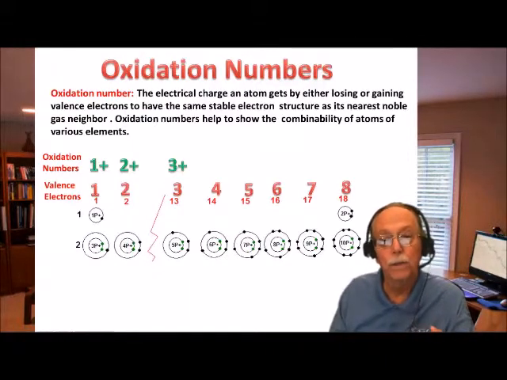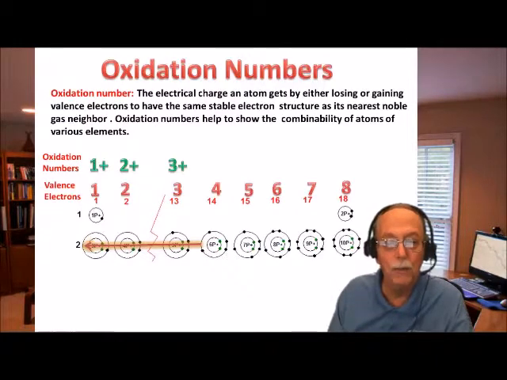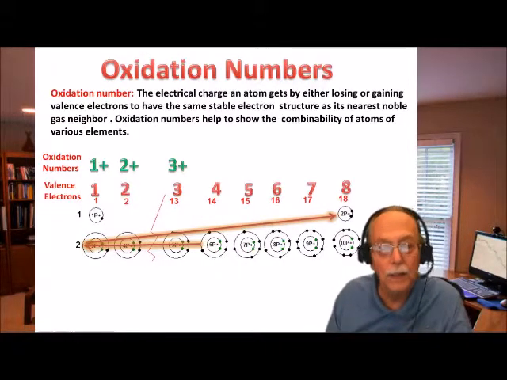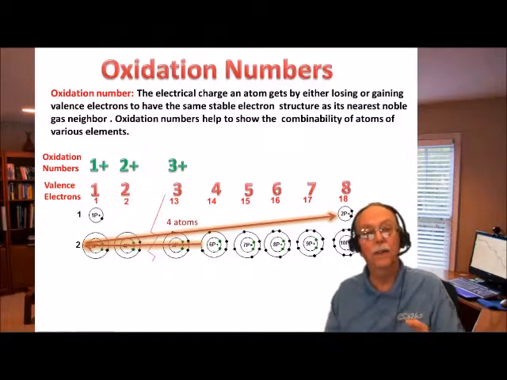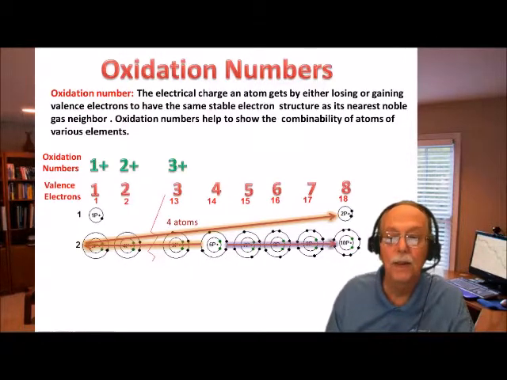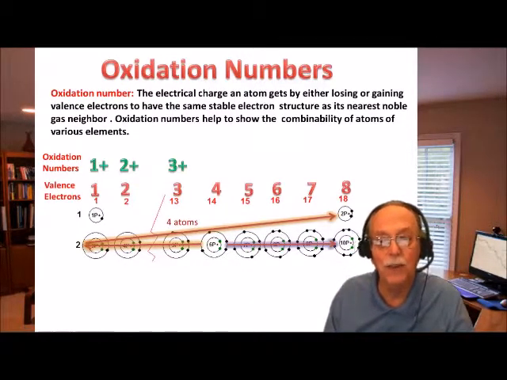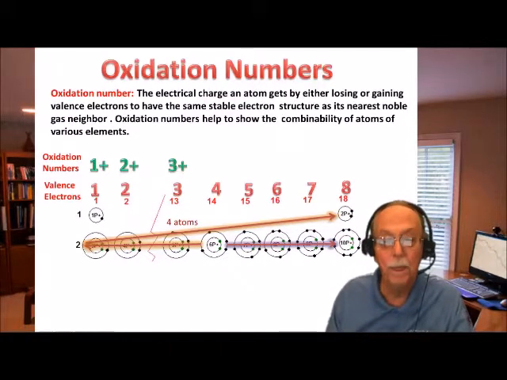Elements in group 14. Watch carefully. Elements in group 14, like our carbon atom here, well, they're 4 atoms away from helium. Just 4 atoms. So that means that the nearest noble gas neighbor for carbon is helium. Well, yes, it is, half the time. The other half the time, the nearest noble gas neighbor is neon, because it also is only 4 atoms away.